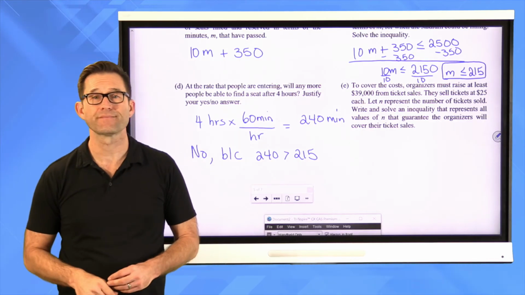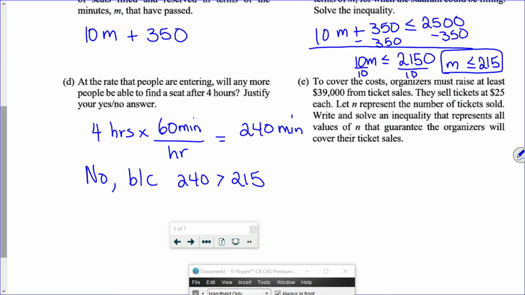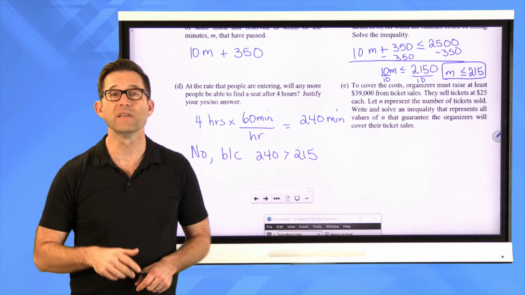Let's take a look at one last piece of this problem, letter E. To cover the costs, organizers must raise at least $39,000 from ticket sales. They sell tickets at $25 each. Let n represent the number of tickets sold. Write and solve an inequality that represents all values of n that guarantee the organizers will cover their costs. What I'd like you to do is pause the video now and see if you can solve this problem.